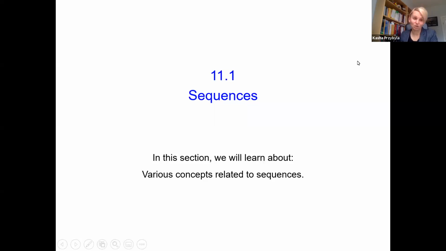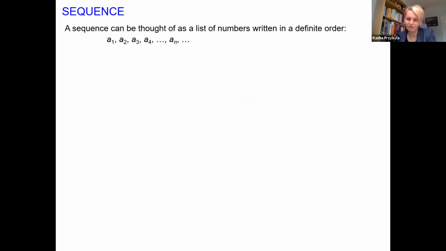What is a sequence? You can probably think of some general definition, but let's look at this. A sequence is simply a list of numbers, where the order is quite important. It's a list of numbers written in a definite order. We will have a sub 1, a sub 2, a sub 3, a sub 4, and so on, and we can have a sub n. The index 1, 2, 3, 4 means the order.